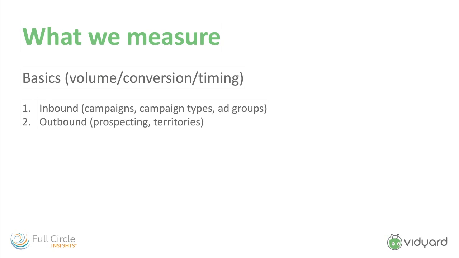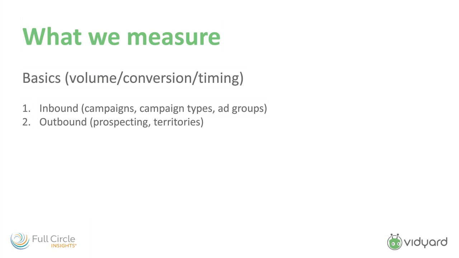So moving on to specific things that we measure. Feng talked about the basic volume conversion timing, and he mentioned that you can break that down by campaign. Now, we go a step further and look at not only campaigns, but campaign types, ad groups, keywords, and so forth on the inbound side. And on the outbound side, where we have reps calling out, we actually set up individual campaigns for their outbound initiatives. So we're able to, on the same report, compare our inbound campaigns to our outbound campaigns. And we can also break it down by territories as well. So across geographic regions, across revenue bands, and so on and so forth. Really, the sky's the limit. But as long as you have this basic framework, you're in good shape.